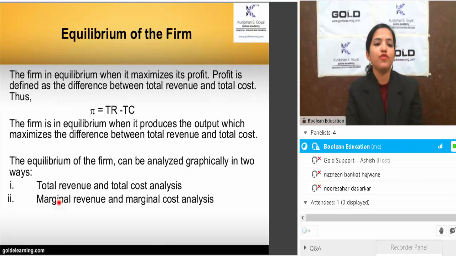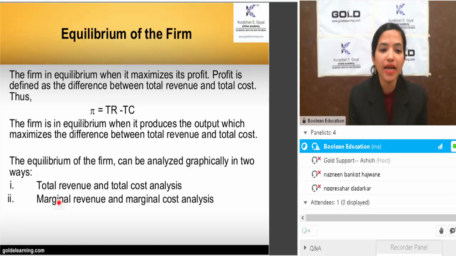Now see equilibrium of firm. The firm is in equilibrium when it maximizes its profits, right? Firm को equilibrium condition कब attain होगा? Now this equilibrium doesn't mean it is good for firm only. When firm reaches equilibrium condition, it is good for supplier as well as buyers. For both of them, it is the equilibrium condition, right?